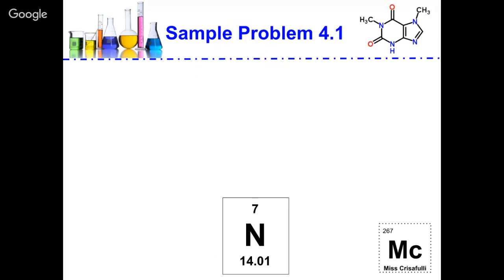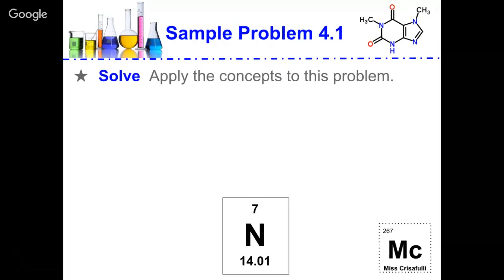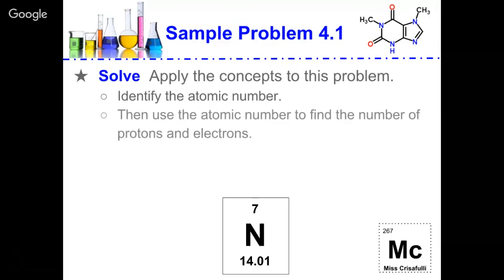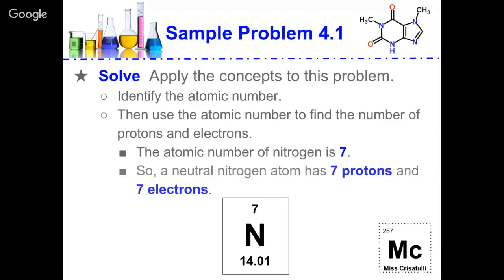So this is what your nitrogen box on your periodic table looks like. 7 is on the top, 14.01 is on the bottom. If we look at this, we can identify the atomic number, and the atomic number is what we use to find the number of protons, and then the number of electrons. In nitrogen's case, the atomic number is 7, so that means it has both 7 protons and 7 electrons.